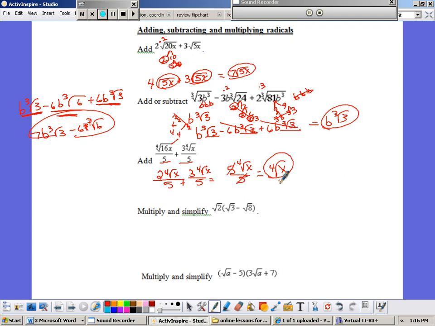Multiply. Remember, when we multiply, now we're going to be multiplying and adding and subtracting. So multiplying, we just need the same index so that we can multiply. They all have 2 indexes, so I can multiply. So I get the square root of 6 minus the square root of 16. I get the square root of 6 because 6 breaks into 2 and 3 and I can't pull anything out. And the square root of 16 is 4.